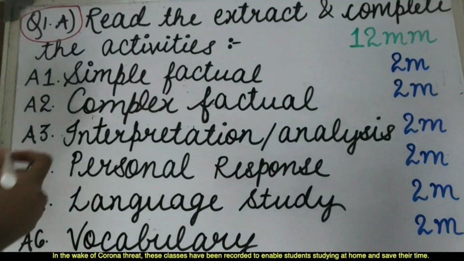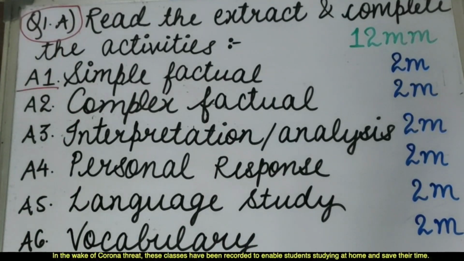The first is A1. A1 is simple factual. Simple factual मतलब जो सिंपल फैक्ट्स हैं आपके पैसेज में आपको दिए हुए, उसका आंसर आपको डायरेक्टली मतलब पैसेज से मिल जाएगा. वो सिंपल फैक्ट्स पैसेज के सिंपल फैक्ट्स से रिलेटेड है. आपको वो आंसर डायरेक्टली आपके पैसेज में नजर आएगा. तो दिस कैरीज 2 marks. दैट इज सिंपल फैक्चुअल एक्टिविटी.